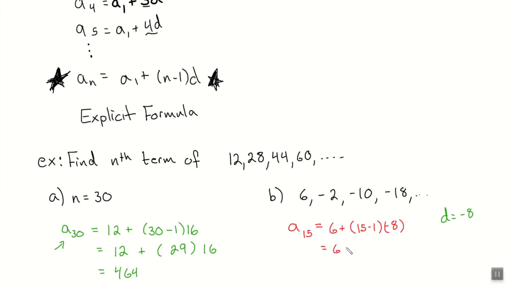This is 6 plus 14 times negative 8. So 8 times 10 is 80, and 32 is negative 112, right? Okay, so 6 plus negative 112. Can I just call it plus a negative? That's kind of redundant. Minus 112? What did we just find that the 15th term of the sequence is? Are you sure? Negative 106.